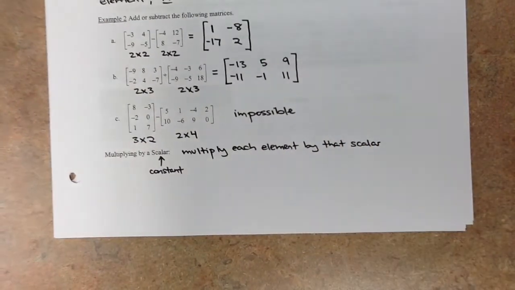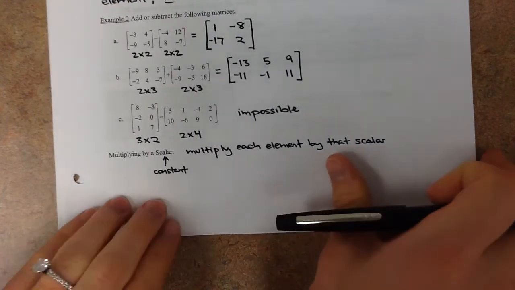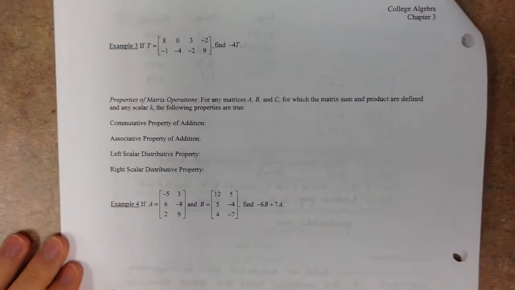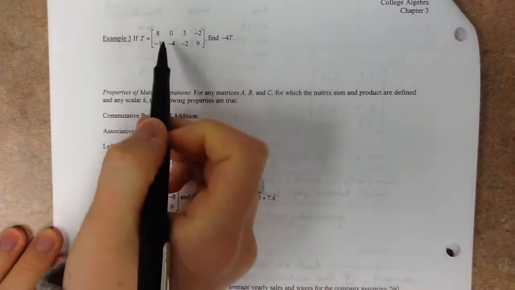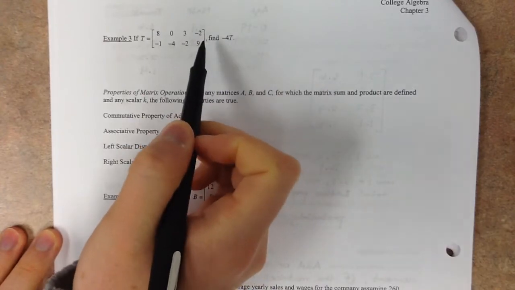So the word scalar sounds like scale. I'm sure you've heard of things like a scale model before. So when you scale a matrix, you either scale it up or you scale it down. So we look at this one right here. We've got our first example of multiplying by a scalar. It says if t equals this matrix, then find -4 times t.